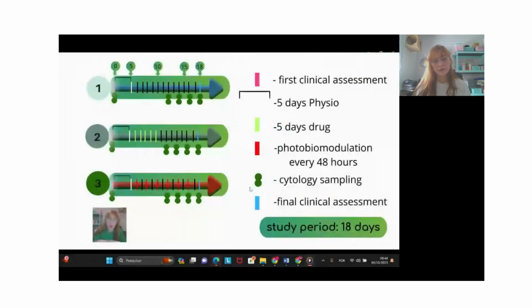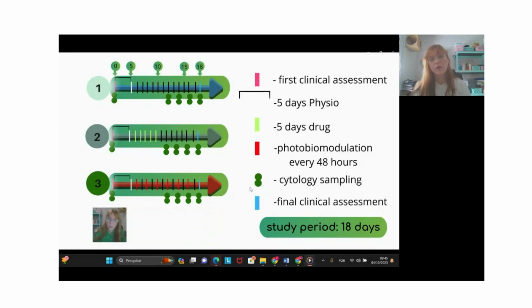So the study time comprises 18 days. In the first 5 days, we will use the cleaning solution in all groups. After cleaning, Easotic will be used for 5 days in the drug group. Just remembering that Easotic has a residual effect until day 18. In the photobiomodulation group, the dogs will be submitted to photobiomodulation every 48 hours.